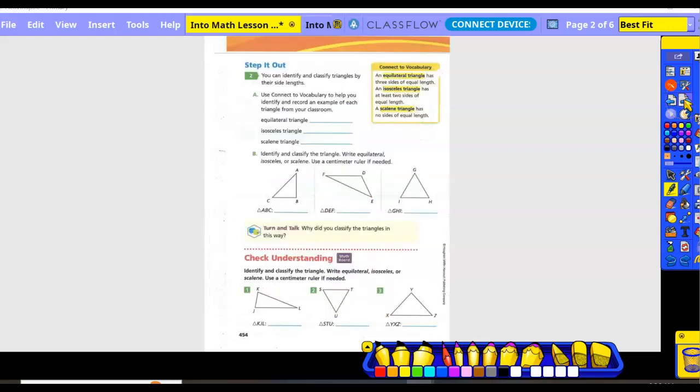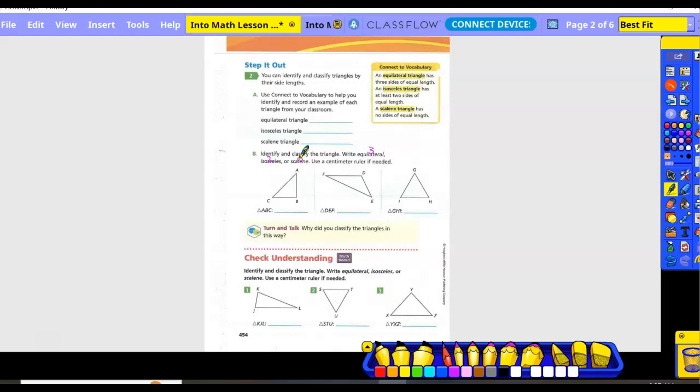Okay. So use connected vocabulary to help you identify and record an example of each triangle from your classroom. Okay, so we went ahead and talked about letter A together. Letter B, identify and classify the triangle, right? Equilateral, isosceles, or scalene. So let's say, real quick, equilateral has to have how many equal sides? 3, right? Isosceles has to have how many equal sides? 2, and the scalene has none, right? Okay, so let's measure this with our ruler.